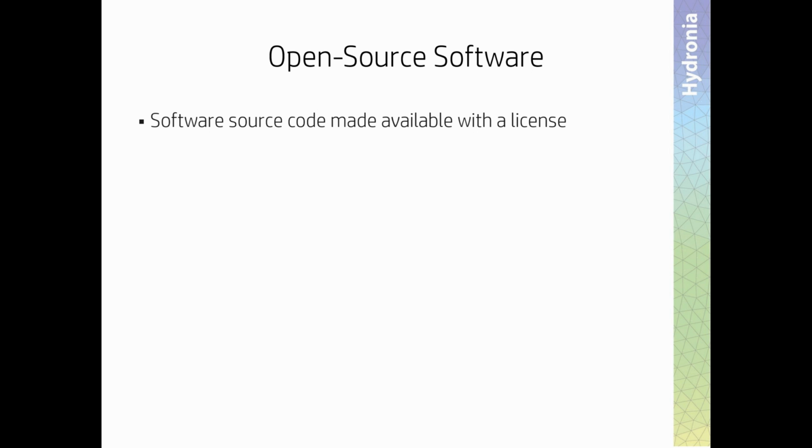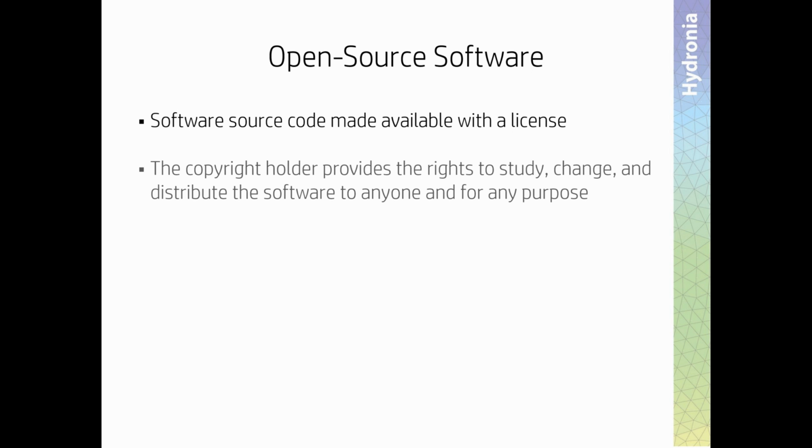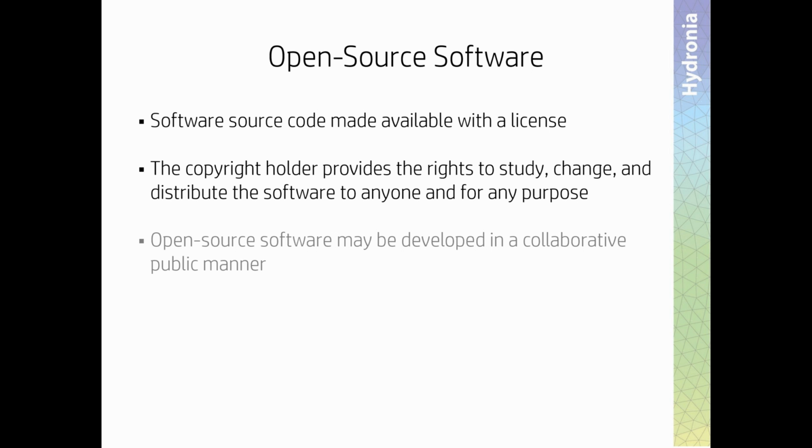Now, open source software is software where the actual program code is made available with a license. So you can make use of the software, but you can also modify it if you know how to do it, because you will have the code available. In that case, the copyright holder provides the right to change it or do whatever you want, or certain restrictions may apply on how you modify the software.